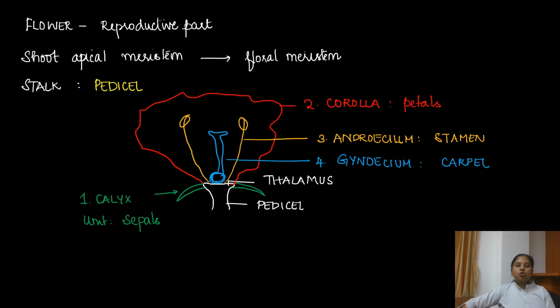Out of these four whorls, calyx, corolla, androecium and gynoecium, the calyx and corolla are called non-essential whorls, whereas the androecium and gynoecium are called essential whorls. Calyx and corolla do not take part in reproduction, whereas androecium and gynoecium take part in reproduction, and that is why they are called essential whorls. Moving further, we will discuss each of these essential whorls in detail.